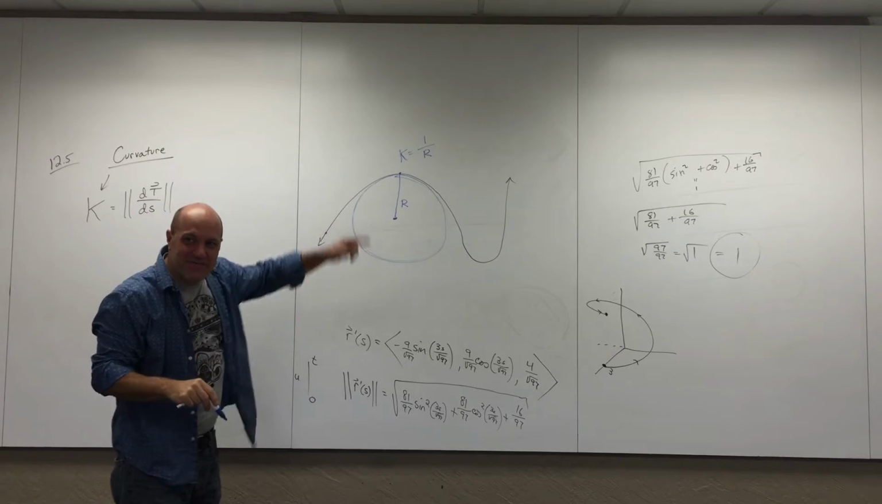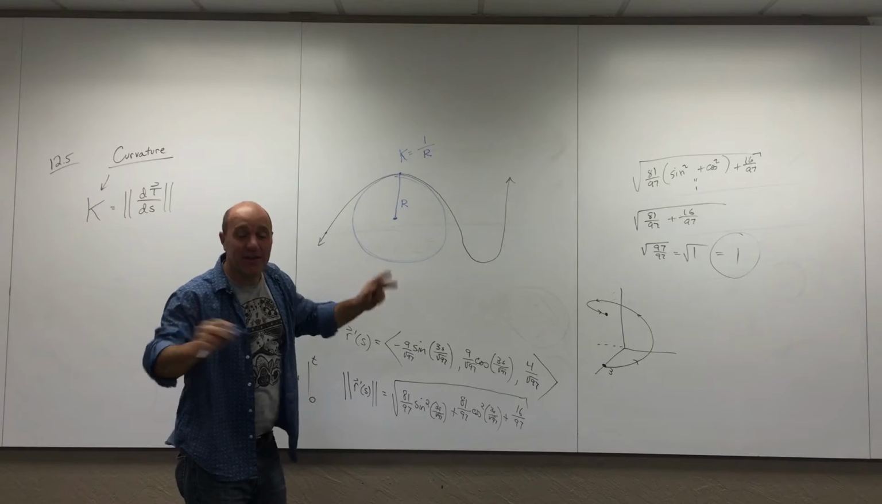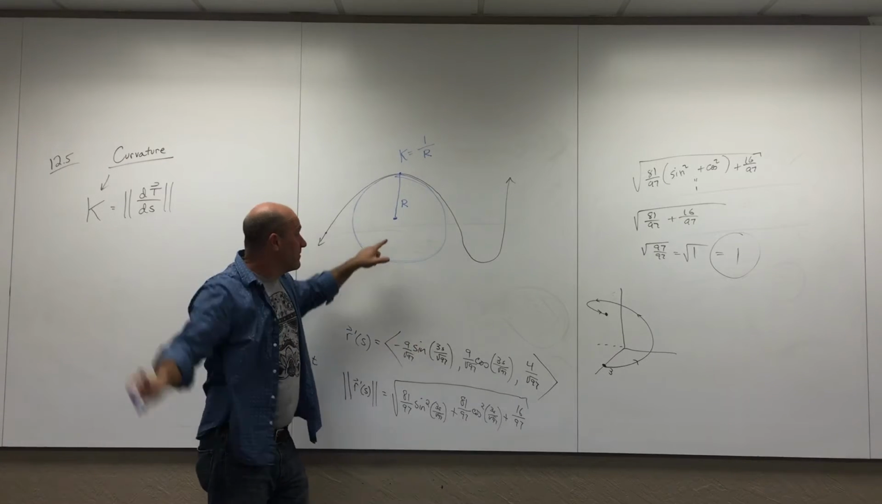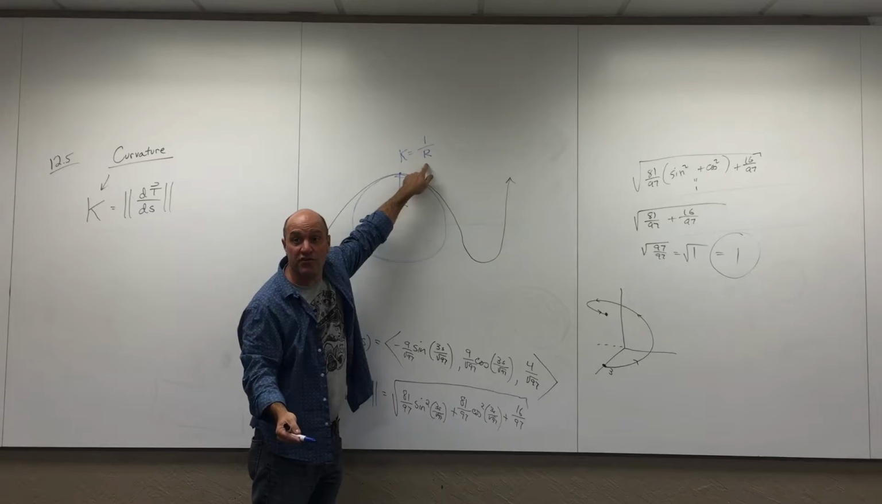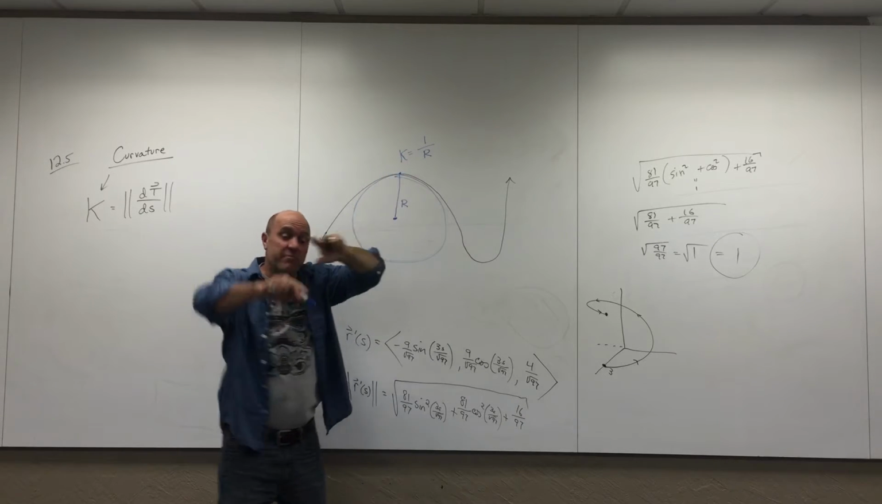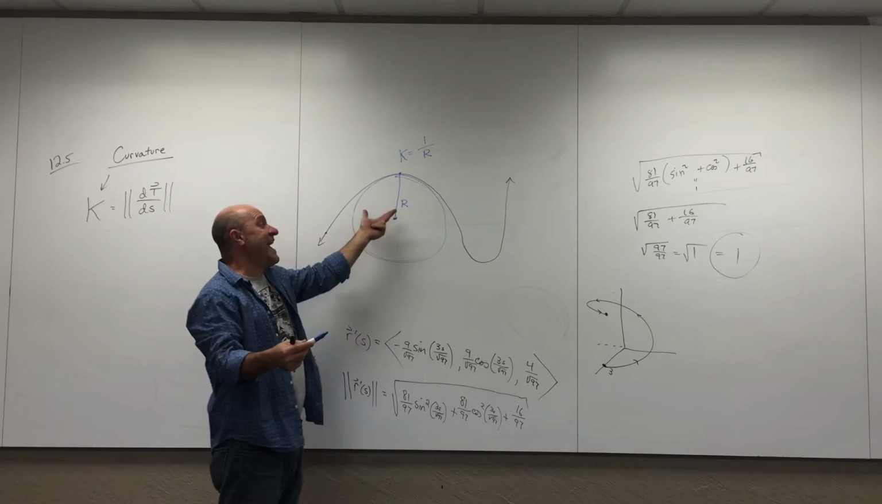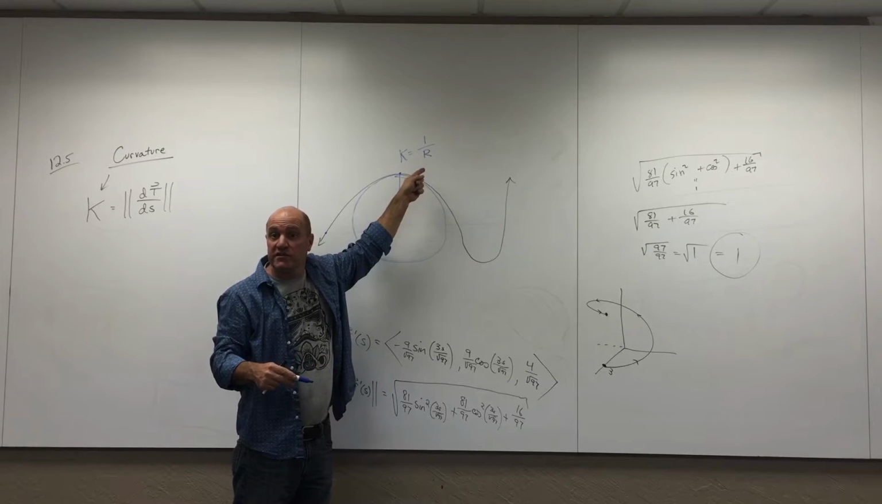So whatever the best fit circle is, if it's a big circle, it's got a big radius. If it's got a big radius, the curvature is small. Did you follow that? I mean, if it's a big circle with a radius of 10, then the curvature is 1/10. The curvature is small.